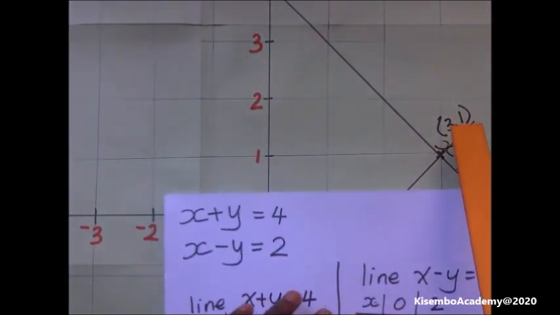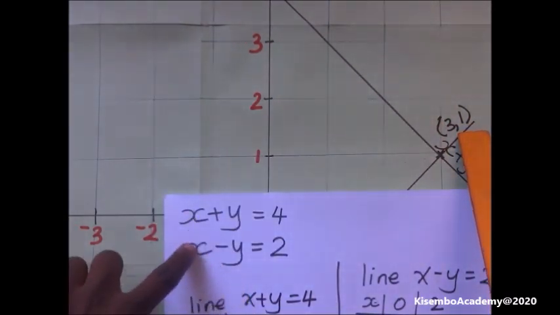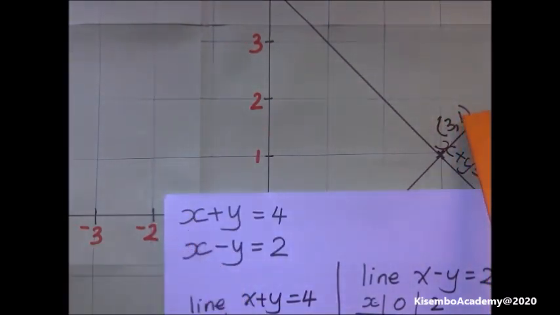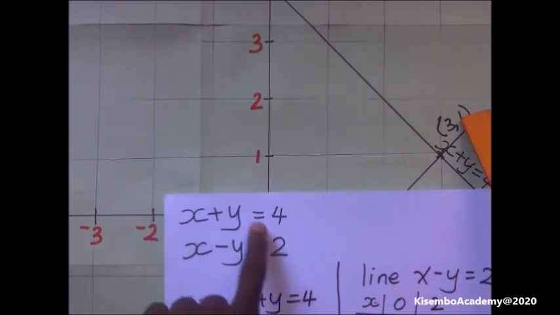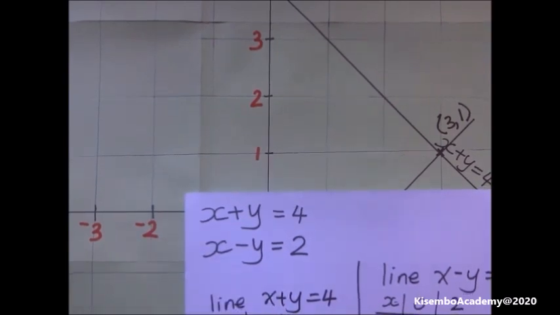It means that our value of x here is 3, and our value of y is 1 for this simultaneous equation. And this is how we solve simultaneous equations using the graphical method.